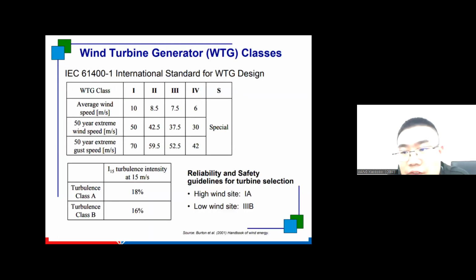And in this IEC standard, we have the wind turbine generator classes. We divided them by different average wind speeds, with the 50-year extreme wind speed as a primary parameter. So in summary, wind speed is the most important thing.